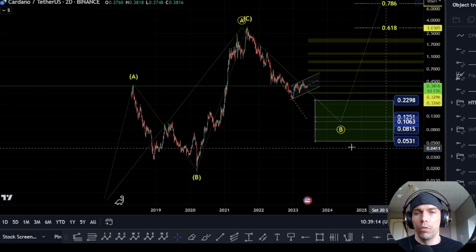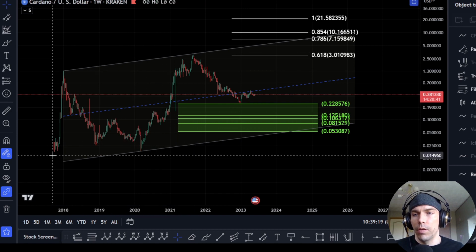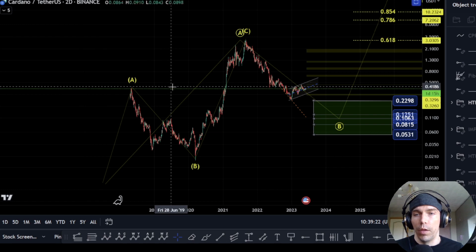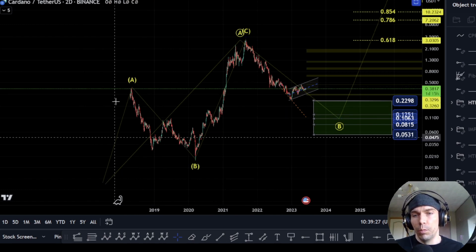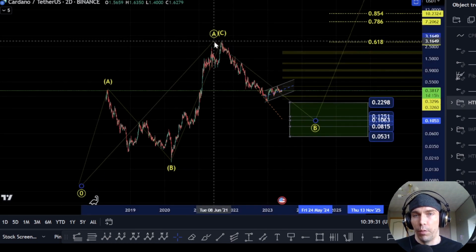So first, we're going to talk about this possibility, because if we look at Kraken over here, we can see that we have this move up here, then we have a move down, then we have this secondary move to the upside. So this would be the move down that we see here. Now, if this is the case, this could simply just be A, B, and C, and this could actually complete a bigger A wave of this move.